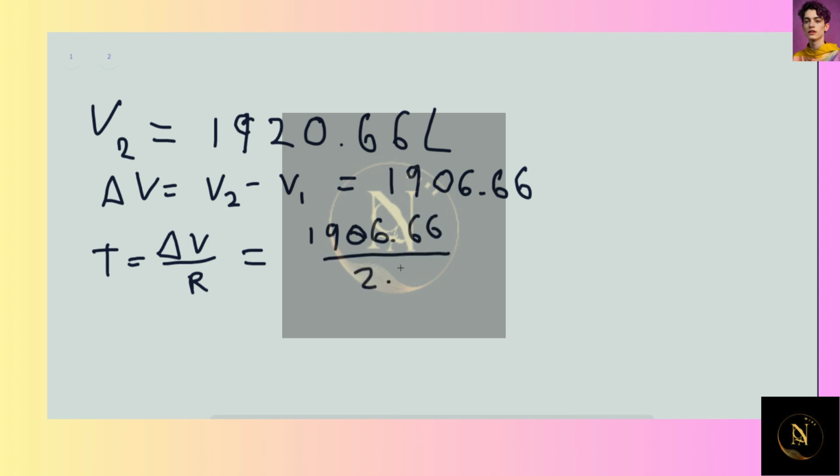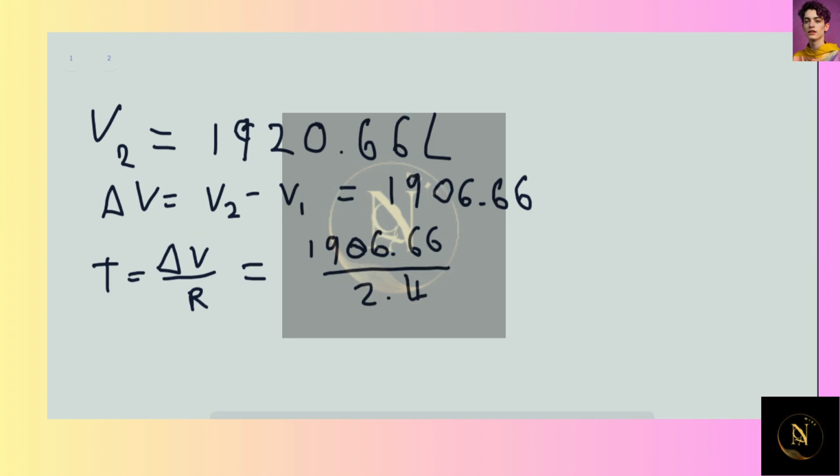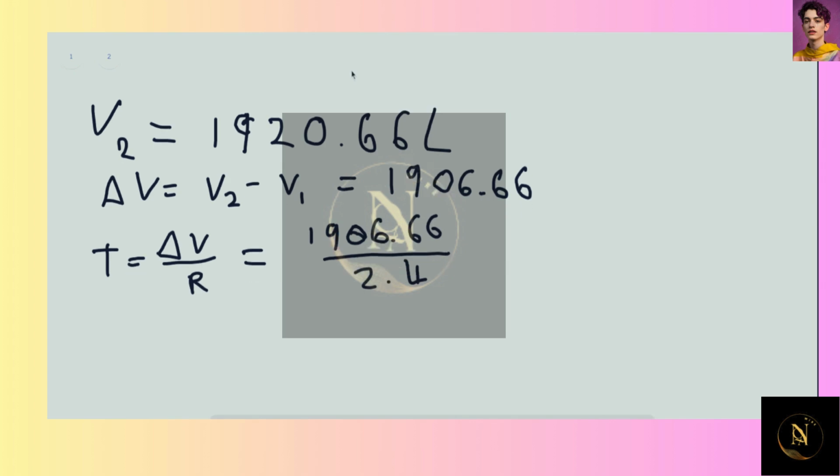So that is equal to 1906.66 divided by 2.4. I'm plugging that into a calculator, and that gives us 794 minutes. So T is equal to 794 minutes, which is approximately equal to 13 hours.